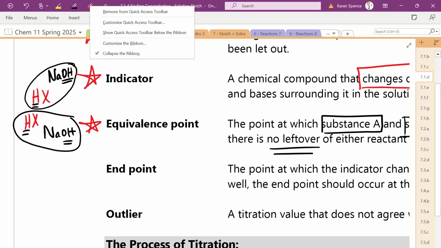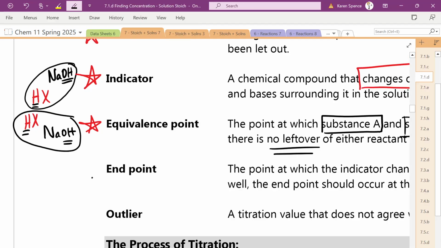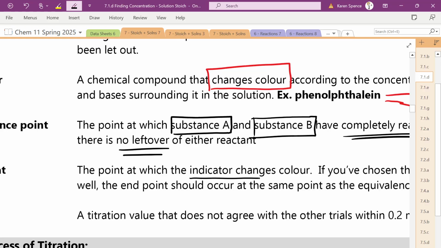There's another E point, which is the end point. That's the point at which the indicator changes color. If you've done a good job of choosing your indicator, it will happen at the same time as the equivalence point. But it is possible to get an indicator that changes at like pH 2, in which case it's not going to be very useful for you. Okay?